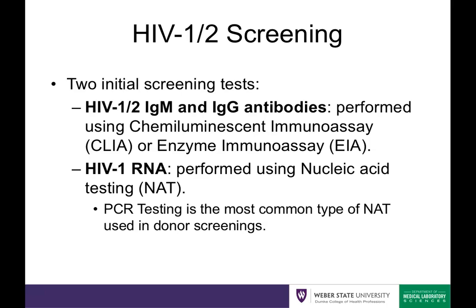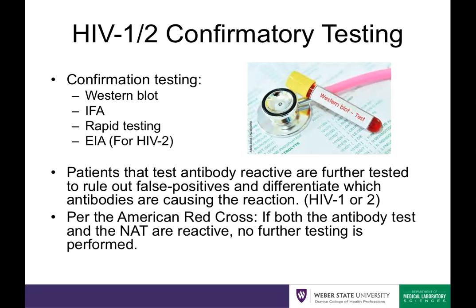Another thing is the American Red Cross was trying to add or implement HIV-2 RNA to that same NAT, and their plan was to do that in 2020. But I was trying to find information online about it and couldn't see whether or not COVID had affected their effort in that implementation. HIV 1 and 2 confirmatory testing.